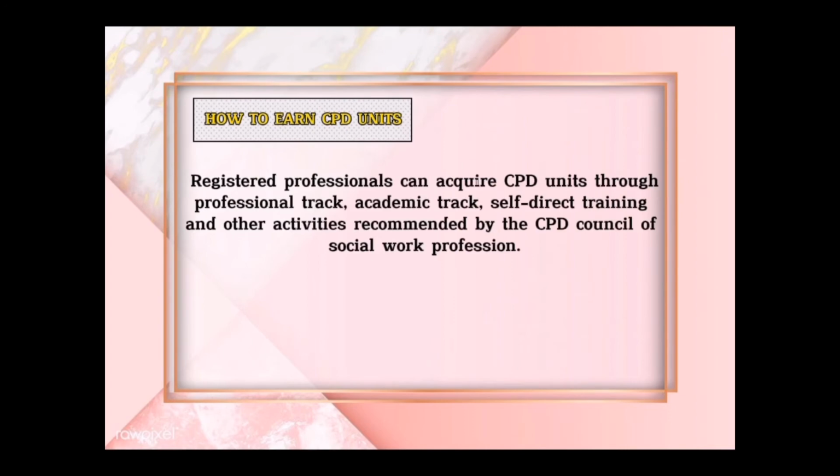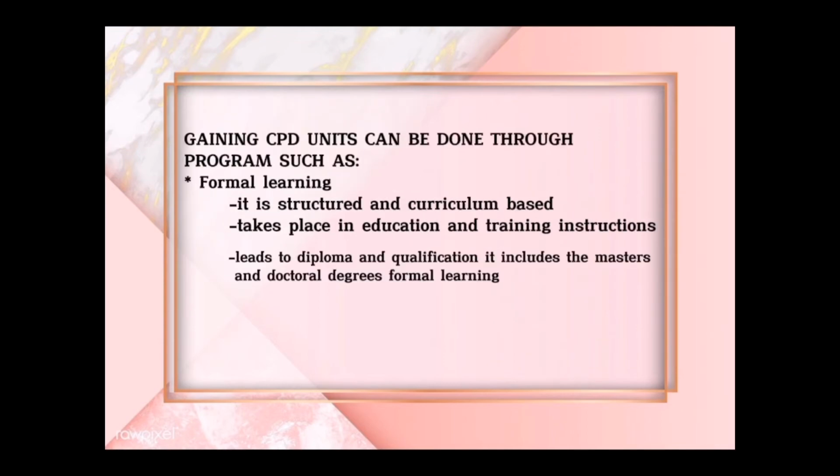How to earn CPD units? Registered professionals can acquire CPD units through professional track, academic track, self-directed training, and other activities recommended by the CPD Council of the social work profession. Gaining CPD units can be done through programs such as formal learning, which is structured and curriculum-based, takes place in education and training instruction, and leads to a diploma and qualification. It includes master's and doctoral degrees.